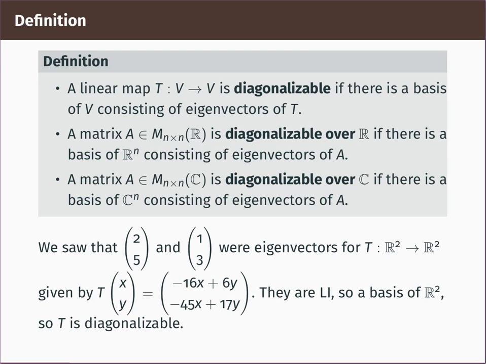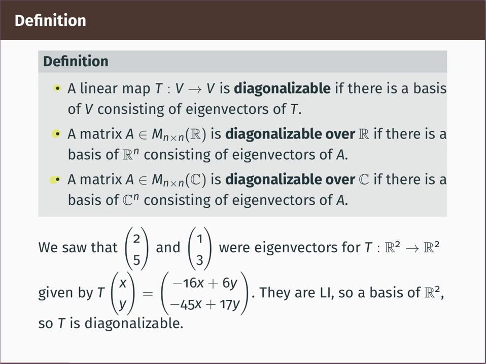A linear map T from a vector space V to itself is called diagonalizable if there is a basis of V consisting of eigenvectors of T. Next, a matrix A, which is a square matrix with real entries, is called diagonalizable over the real numbers if there is a basis of R^n consisting of eigenvectors of A. So that's equivalent to saying that the linear map from R^n to R^n, given by left multiplication by A, is diagonalizable in the sense of the first bullet point on this slide.